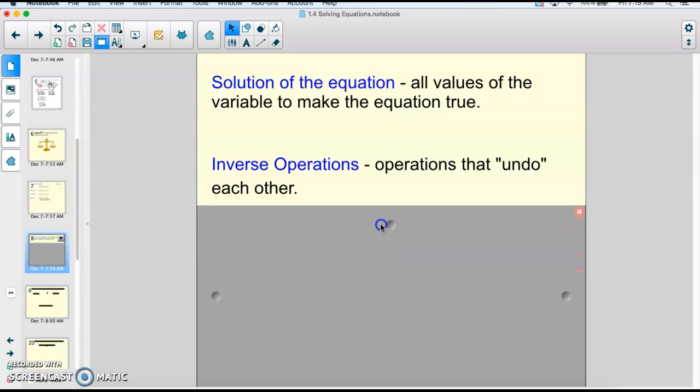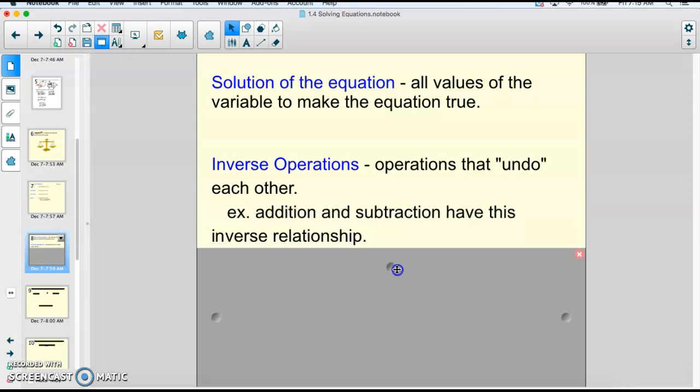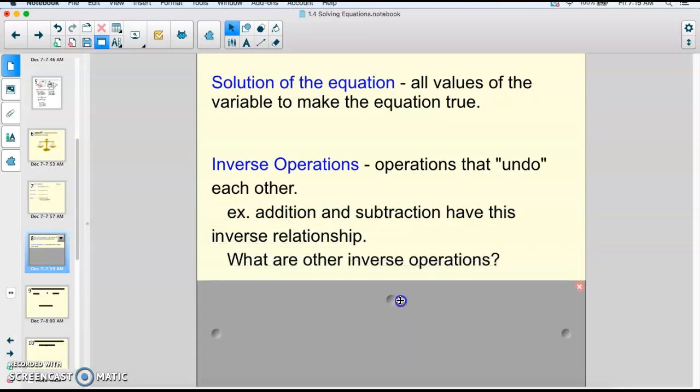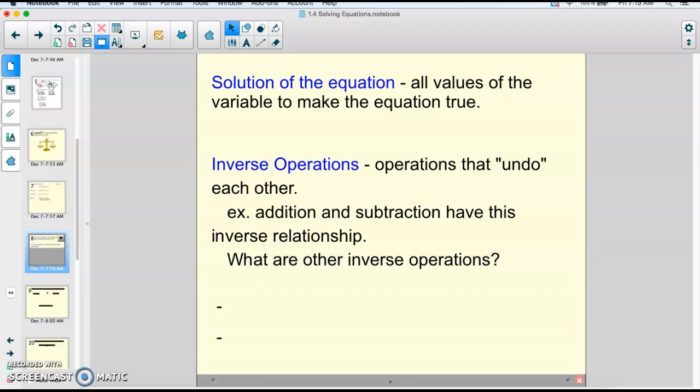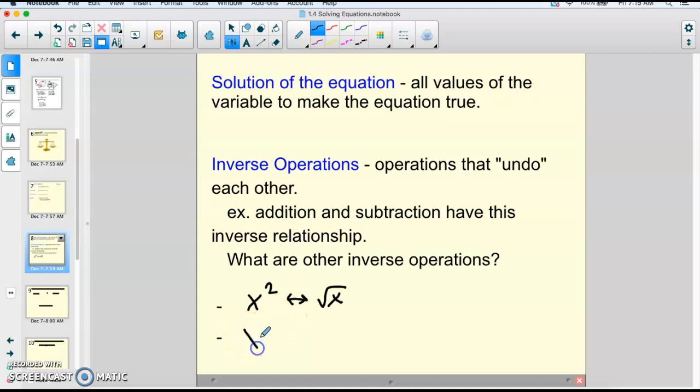Inverse operations. They're operations that undo each other. For example, the inverse operation of addition is subtraction. The inverse of squaring is square rooting, etc. Addition and subtraction. Other inverse operations, I kind of gave you one already. The inverse of squared is square root. They undo each other. Also, an easy one is multiply and divide, right?